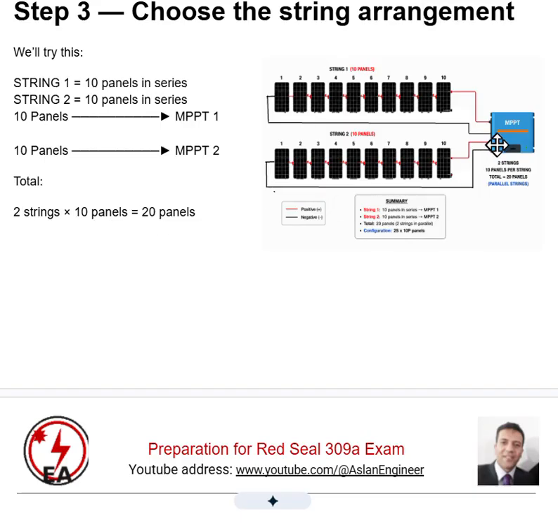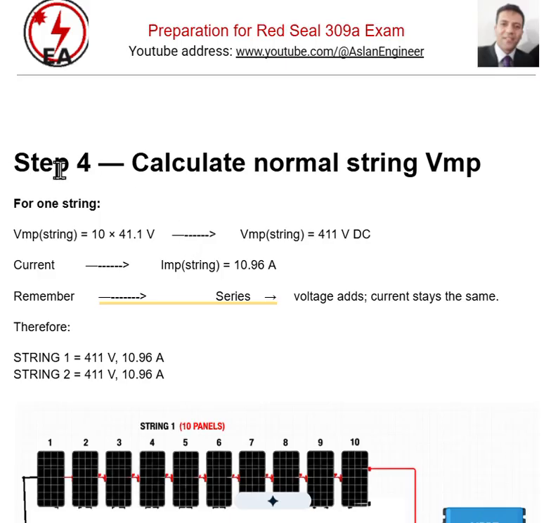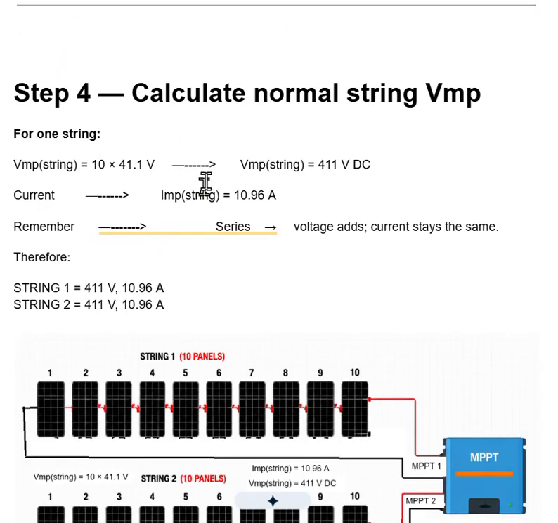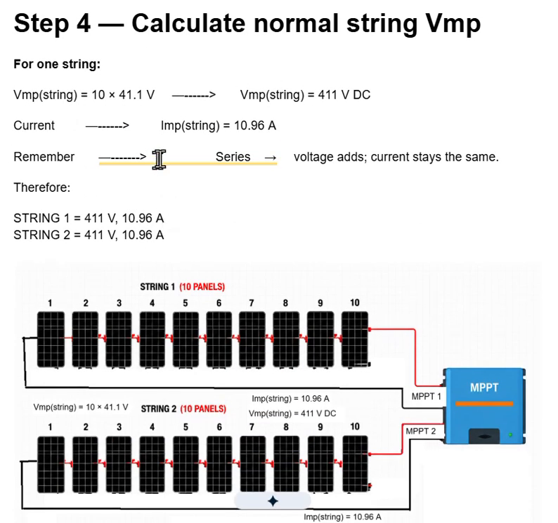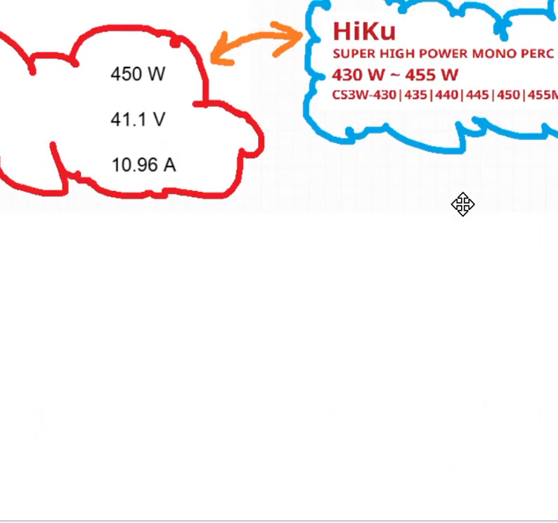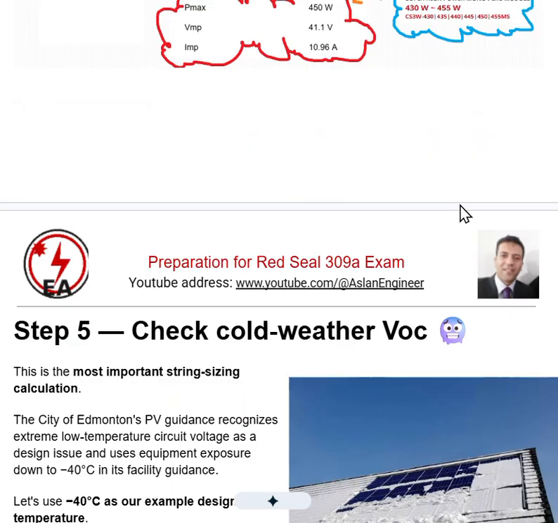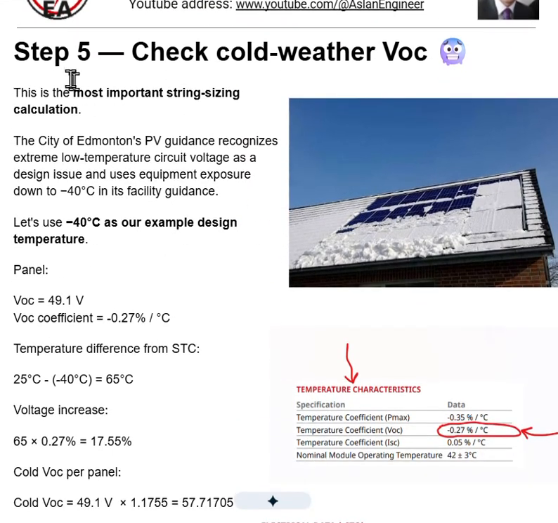Next, let me tell you step 4. In step 4, we calculate the total voltage of the string. So the total voltage is multiplied by 10, getting the values from the manual. So the total voltage is 411 volts and the total current for each string is 10.96 amps. So always we use the manual to calculate the power. And so let me go to step 5.